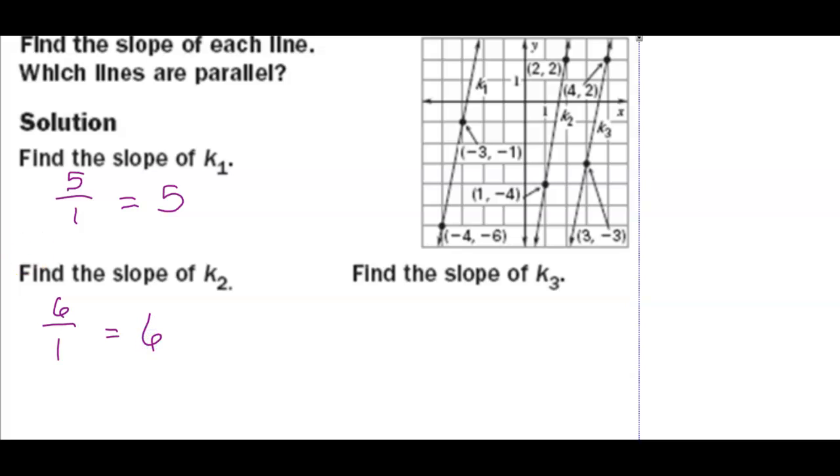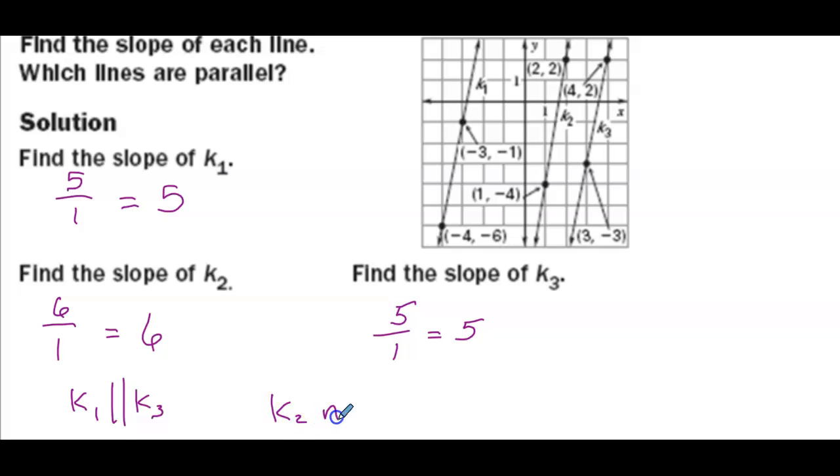And finally, K3. So I'm going from this point to this point. I go up 1, 2, 3, 4, 5, positive 5. And to the right, I go 1, so positive 1. The slope is 5. So because K1 and K3 have the same slope, they're parallel. And because K2 has a different slope, it is not parallel to either of the other lines.